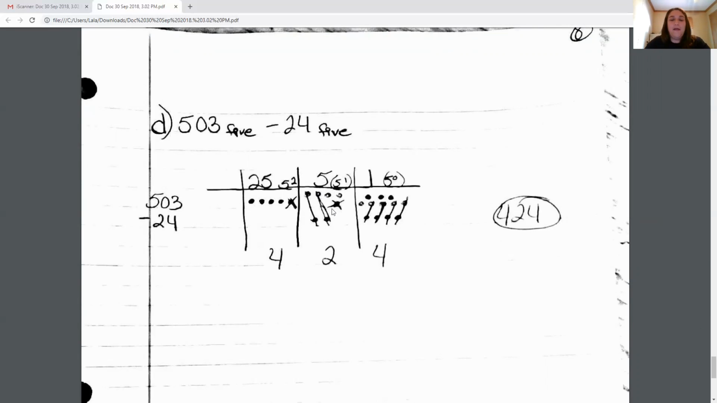Yeah, and I missed it. Anyways, so we cross off 2. 1, 2. They're not here anymore. So we got 2 dots. Bring down the 2. That leaves us with 4 dots over here. So our answer is 424.